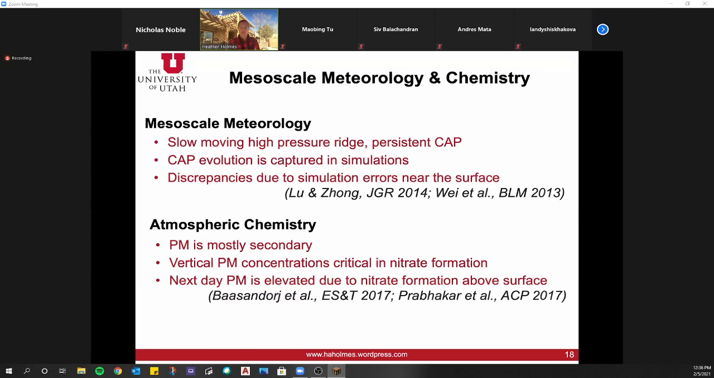There have also been a lot of recent papers coming out about the chemistry. There was a field campaign, also in about 2018 or 2019, in the Salt Lake Valley, where they were really trying to understand the chemistry that happens during these events. So what they find is that the particulate matter is secondary, and the vertical PM concentrations are really critical to the secondary nitrate formation. And the next day, particulate matter is elevated due to the nitrate formation from aloft and it mixing down. So it's a really interesting process that a few people are looking into these days.